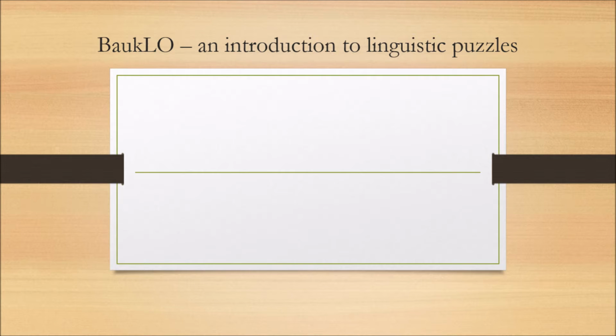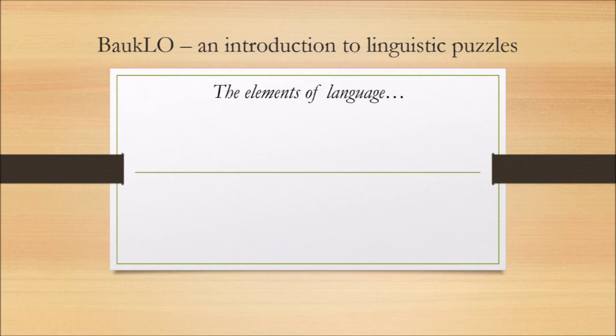Welcome to BaukLO. As you might know, BaukLO is a warm-up competition for the AusCLO competition, which is run in March of every year. It's the Australian Linguistics Olympiad. And what it does is tests your ability to solve language puzzles, linguistics puzzles. What this means is that you're given data from a language that you don't know, and you have to try and make some conclusions about that language. You have to try and work out how that language works.